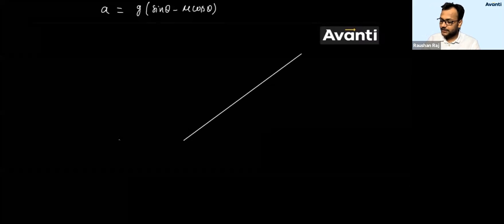Let me ask you one numerical then. Let us say this is the incline. This is 37 degrees. All right. There is a block like this.